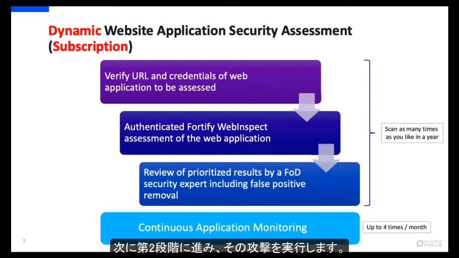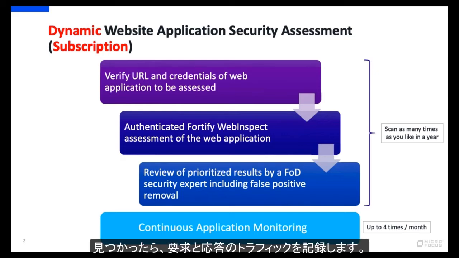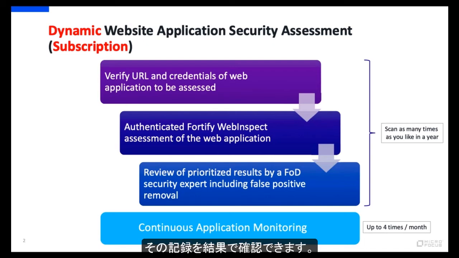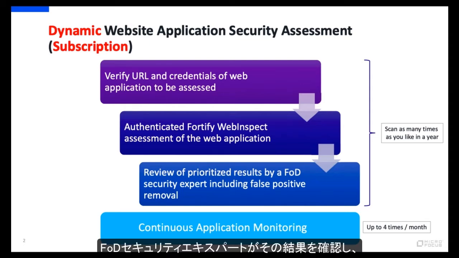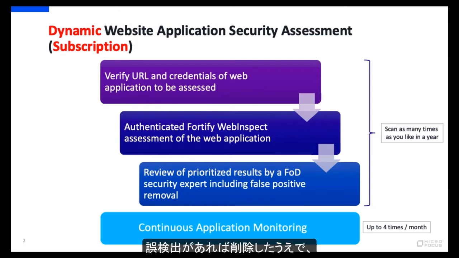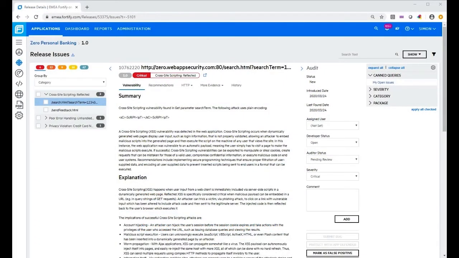Then we went to a second stage where we performed that attack. And as we do that attack, we look for vulnerabilities. If we see them, we record the request and response traffic. And that's what you see in the results. And once that whole scan is completed, then the results go to a member of the FOD team, an FOD security expert, who then looks at those results and removes any false positives that they can see. And then the results are published to you. That's what we're seeing right now.